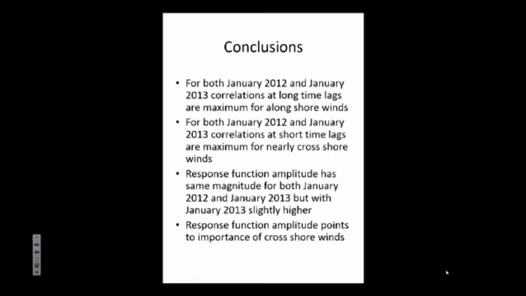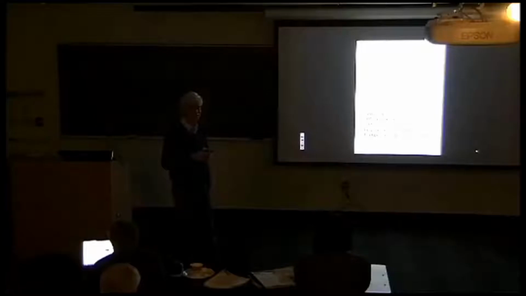Response function amplitude points to the importance of cross-shore winds in the interior response. So the inlet may have had some effect, under the cross-section that existed in January 2013, on increasing the surge response in the interior. So, any questions? Yes.